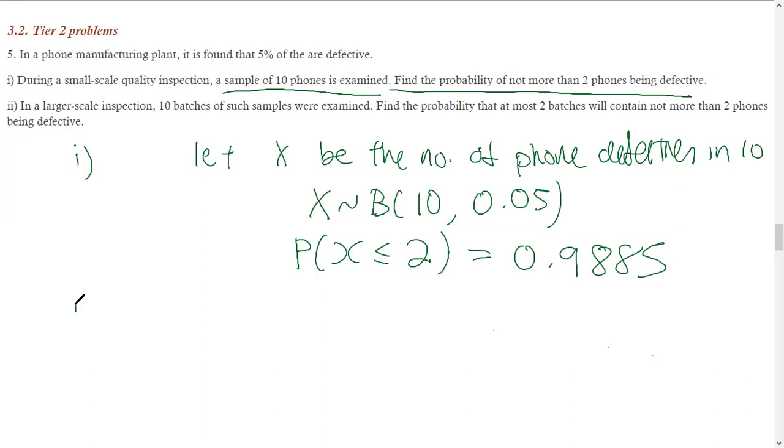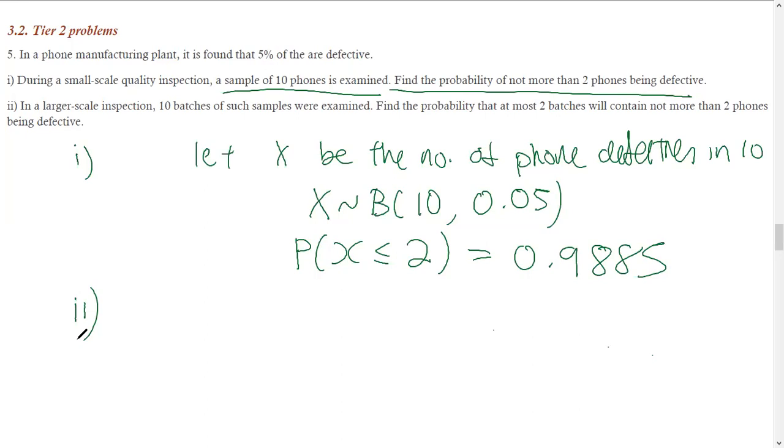Okay, so the tier 2 problem will come in part 2. On a larger scale, like inspection, 10 batches of such samples were examined. Find the probability that at most 2 batches will contain not more than 2 phones being defective. So why is this a tier 2 problem, or what is this question asking about?